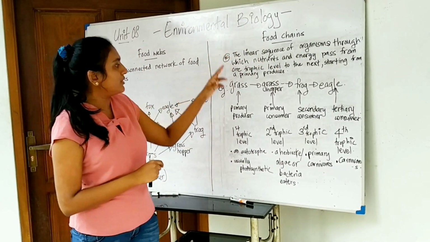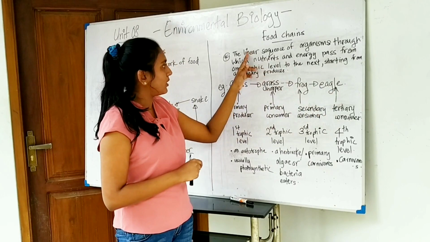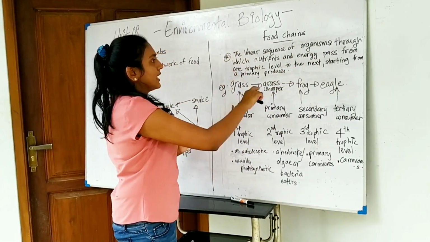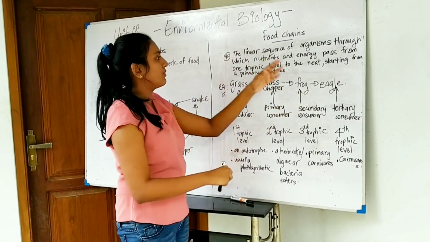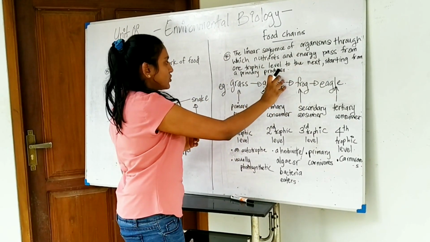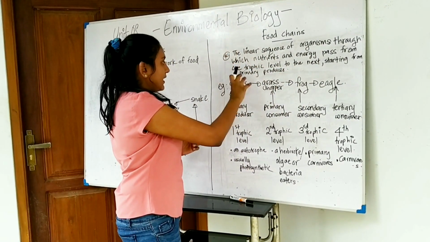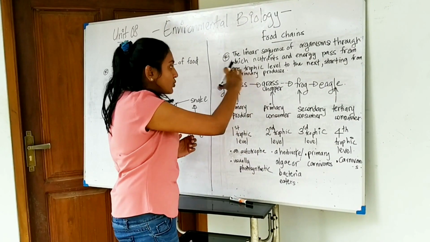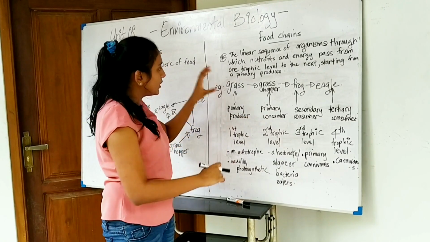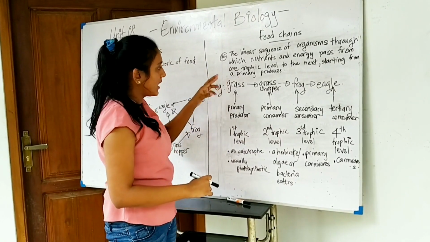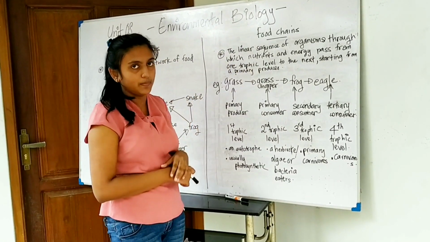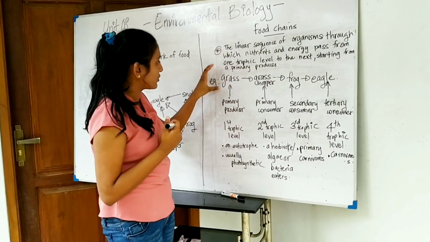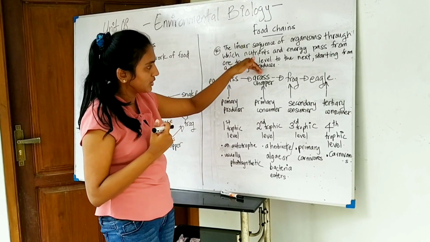So here we see that it's quite linear, therefore a linear sequence of organisms through which nutrients and energy pass from one trophic level to the next. So when a grasshopper eats grass, the energy stored in the tissues of the grass, along with the nutrients stored in the grass, goes inside the grasshopper. Therefore, the nutrients and the energy that was stored in grass will now be transferred to the grasshopper.